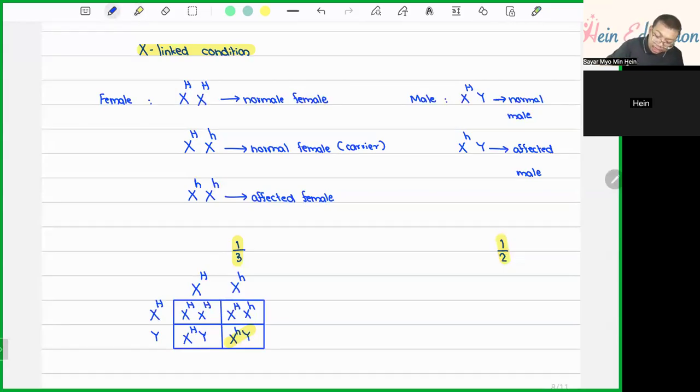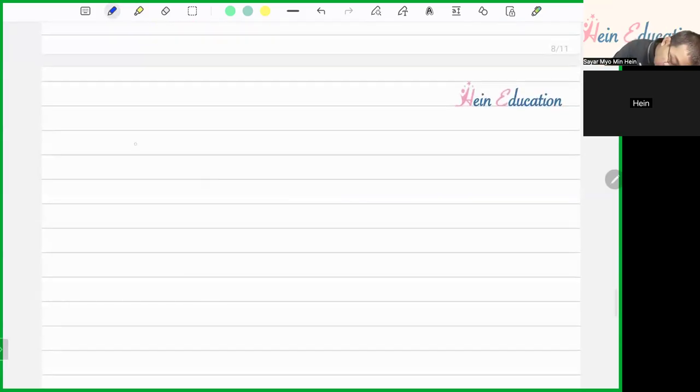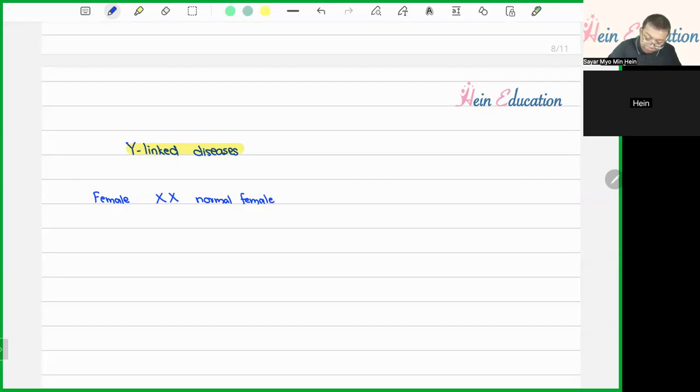So now let's look at another case, which is Y-linked disease or Y-linked condition. Here, I will just use the same example with capital H and small h as the affected allele. So for a Y-linked disease, or Y-linked chromosome, females don't have a Y chromosome, so they will only have XX, and all of them will be normal females. It means for a female, they have a 0% chance.